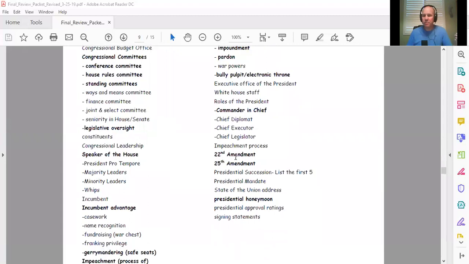The 22nd Amendment, remember, says the president can only serve two terms or 10 years. The 25th Amendment covers presidential succession. Who is after the president? The vice president. Who's after the vice president? The Speaker of the House, then the President pro tempore, and then the cabinet secretaries in the order in which they were established. So those are formal sources of power.